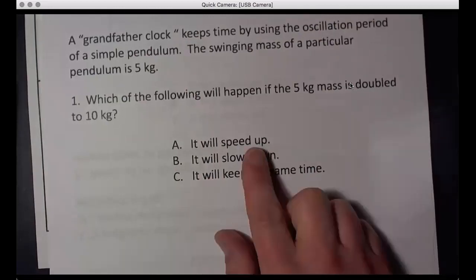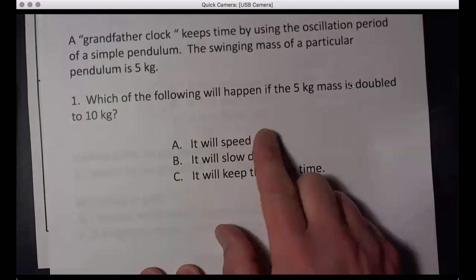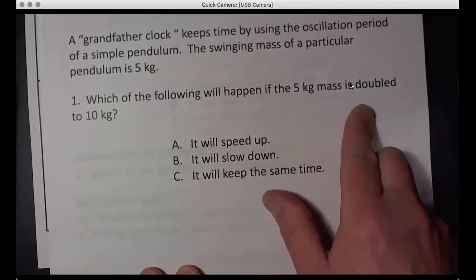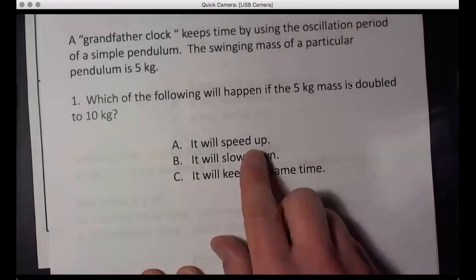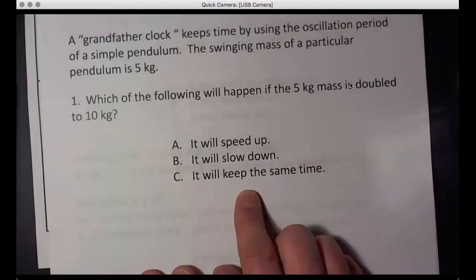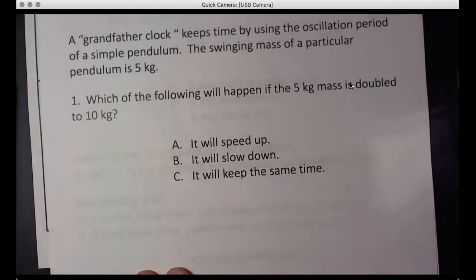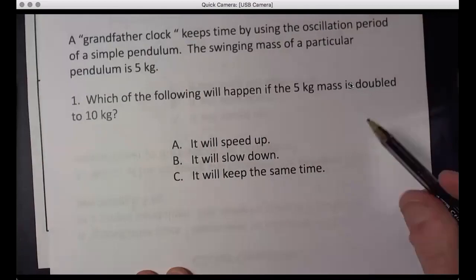So which will happen if the 5 kilogram mass is doubled to 10 kilogram? Speed up, slow down, keep the same. Pause the video until you come up with an answer. Boom, I assume you have, if you're here.